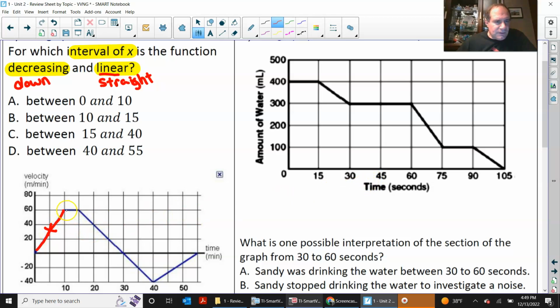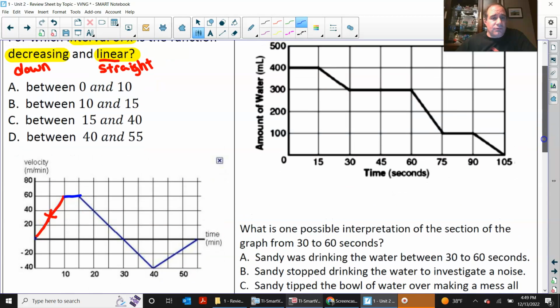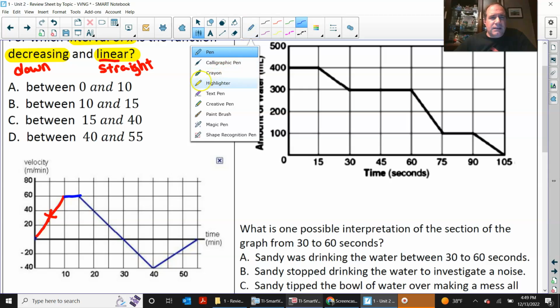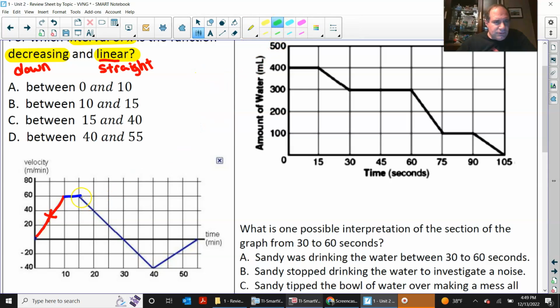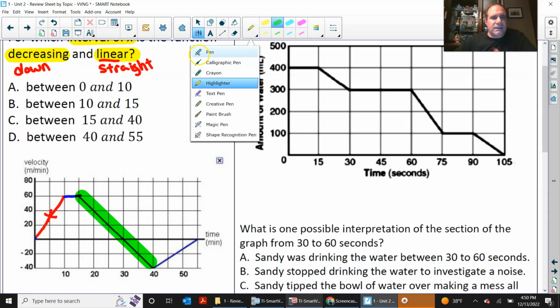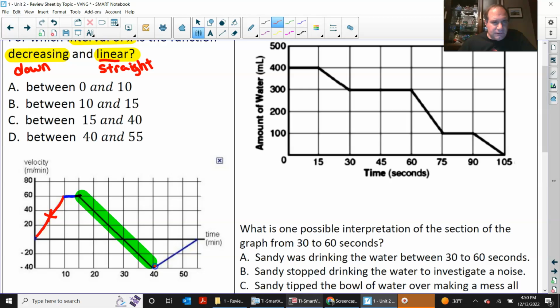Then I'm going to take this right here. That is not increasing or decreasing. That's a slope of 0. And then I'm going to take my highlighter and I'm going to go down right there. And so we have right here increasing. So this is decreasing. And it's linear because it's a straight line. And decreasing because it's going down.